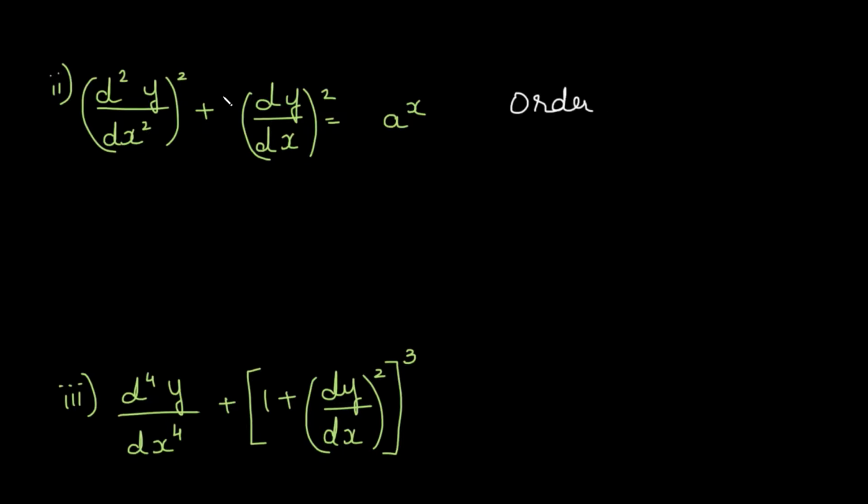So the order of this equation is 2, and the degree, again the power to which the second order derivative is raised, is 2, since the square is taken. As a result, we have the degree coming as 2 here.